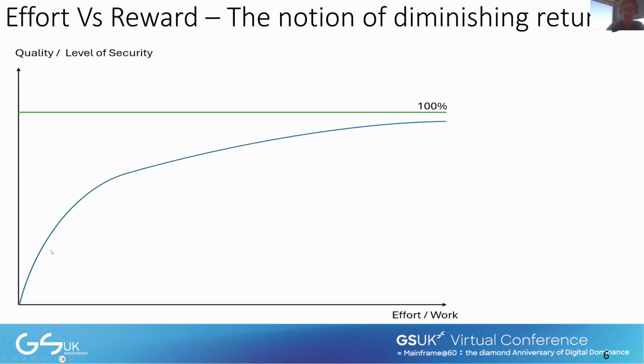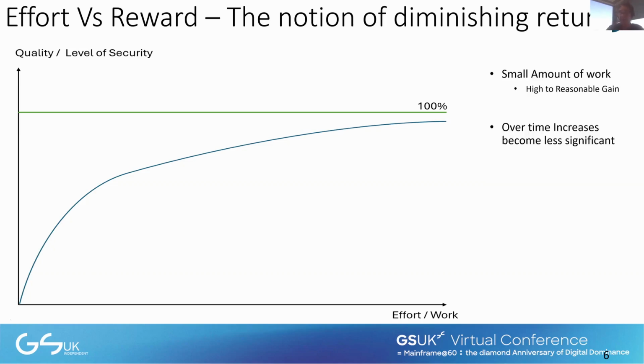A little bit of work will get you very secure. But the more work you do, the curve diminishes off a bit. It's just a reality. In France, I talk about the quality of wine and the price you pay for a bottle of wine. You can get very good wine very quickly, but once you start doubling the price in the thousands of euros, the extra quality diminishes. A small amount of work will give you a high to reasonable gain, but then over time these increases become less significant, and this is the point.